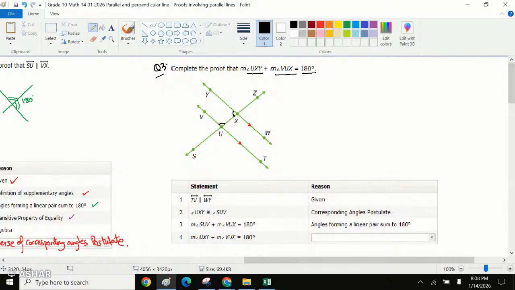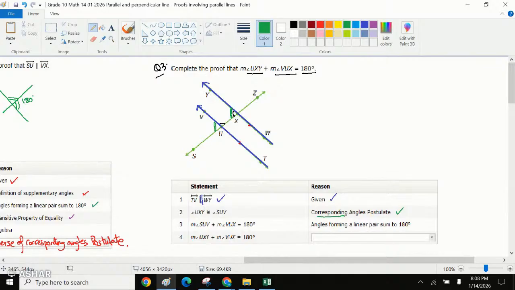The first thing we need to do is see if they have given us a pair of parallel lines. They say these two lines are parallel, right? And it's given already. If the question says these two lines are parallel, that means we'll have a set of corresponding angles, right? So can we say that UXY, this given angle, is equal to SUV, right? And they are corresponding angles postulate.